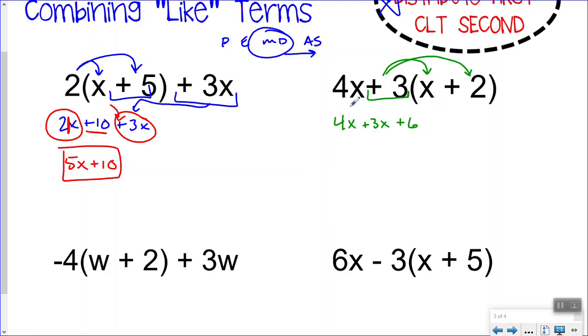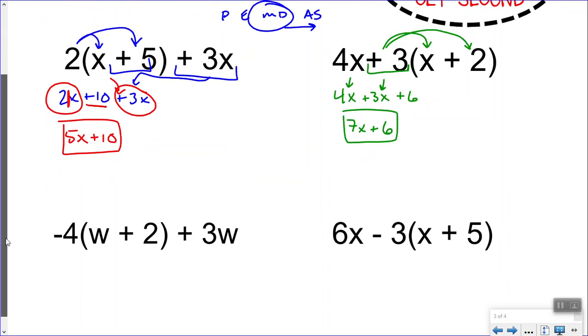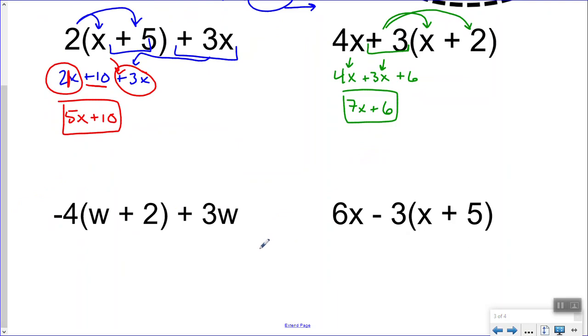Alright, so this first term is an x term, which means we need to look for any other x terms, and we have one here with 3x. So we have 4x's plus 3 more gives me 7x, and we bring down the plus 6 because nothing's going to change with that. Go ahead and try this next example on your own.